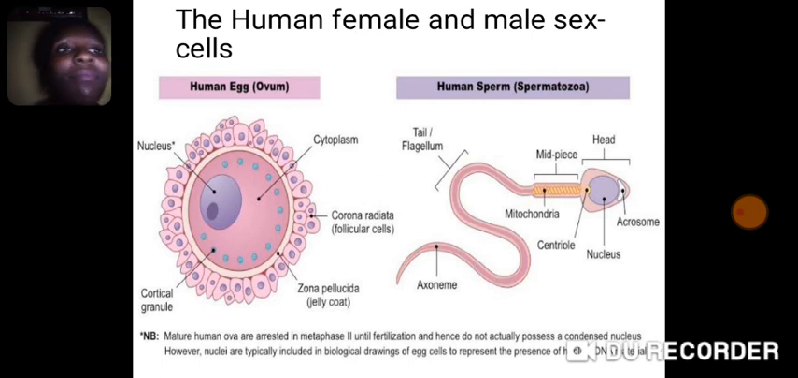So these pictures are basically the human egg and the human sperm, what they look like. That's the structure. You can see that the shape of the human egg is oval, round, while that of the sperm cell is cylindrical, running long. That's the appearance if you view them under the powerful light microscope or the electron microscope, being that they are both microscopic.